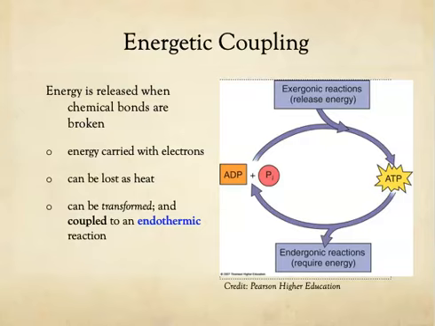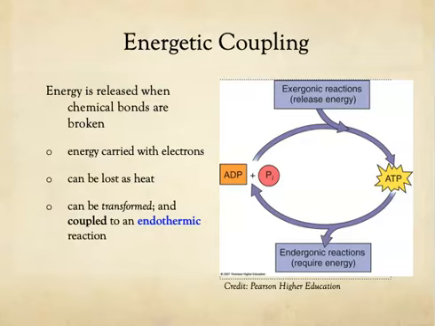A cell can still couple them, though, by using a middleman molecule. A middleman molecule that can capture the energy released by exergonic reactions and hold on to it temporarily and then release it in time for the endergonic reaction to occur. We need that middleman. And that middleman, of course, is ATP.